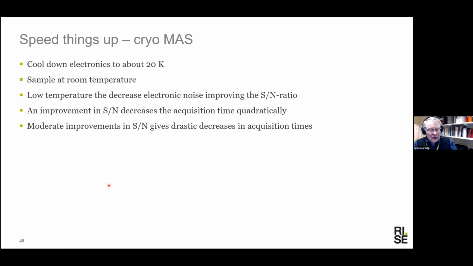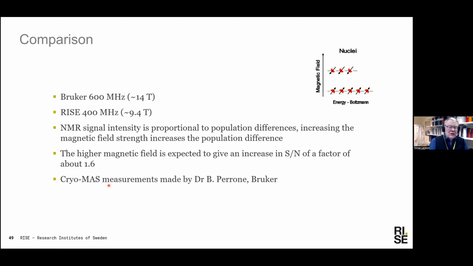And I will just show you an example of a measurement that we did on the equipment that Bruker have. It wasn't exactly the same thing we have in Stockholm here at RISE, but it's close. You have a 600 megahertz, this was in Switzerland, and RISE at 400. So there is a bit of signal to noise improvement just from magnetic strength, but that's a factor of about 1.6, which would translate into, I don't know, 2.5 times improvement in a decrease in acquisition time.